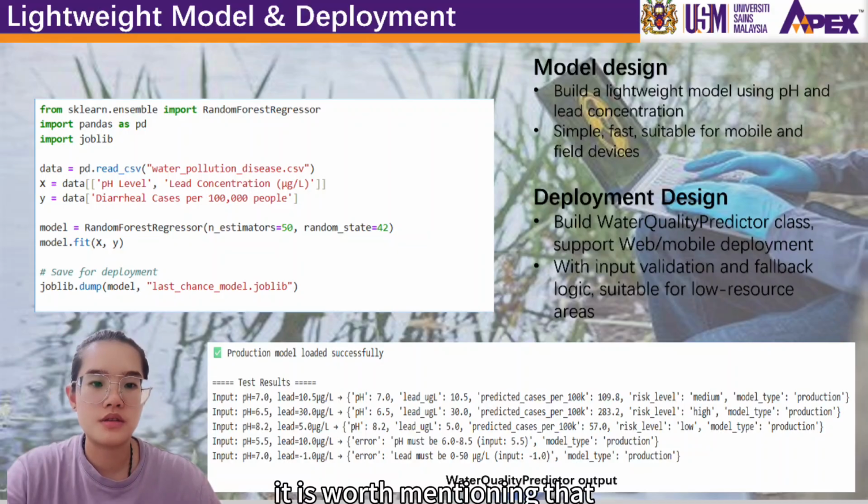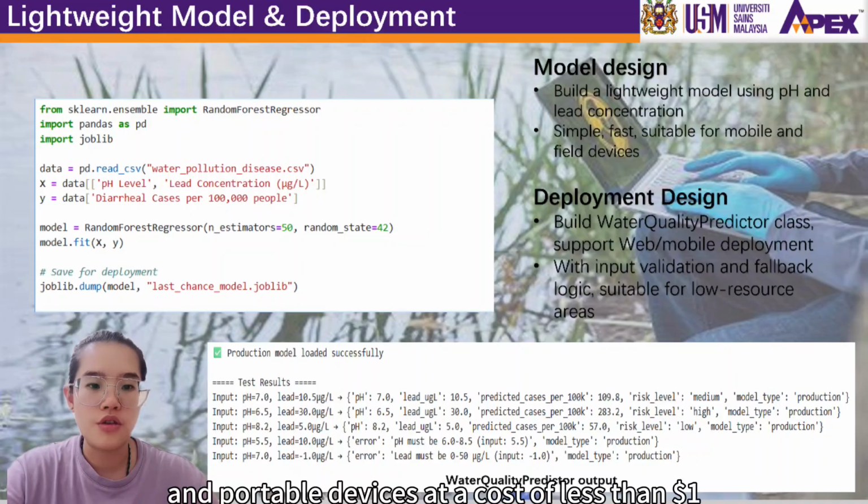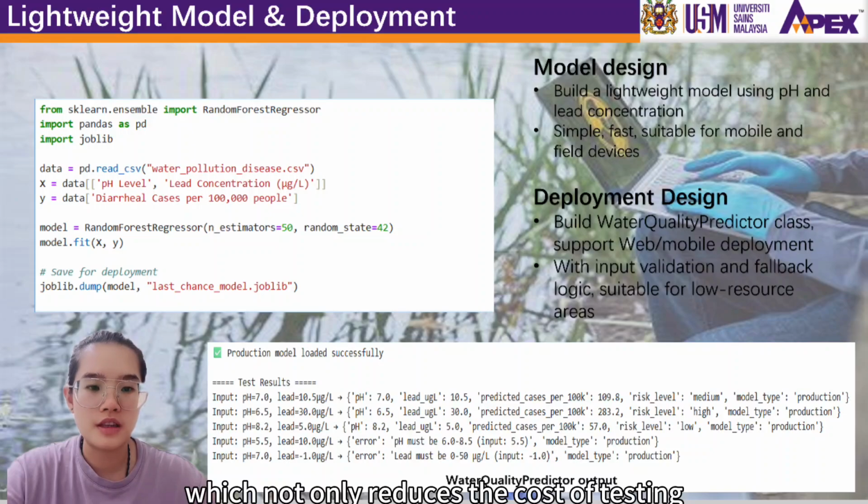It is worth mentioning that these two indicators can be quickly tested with test strips and portable devices at a cost of less than $1, which not only reduces the cost of testing, but is also convenient and fast.